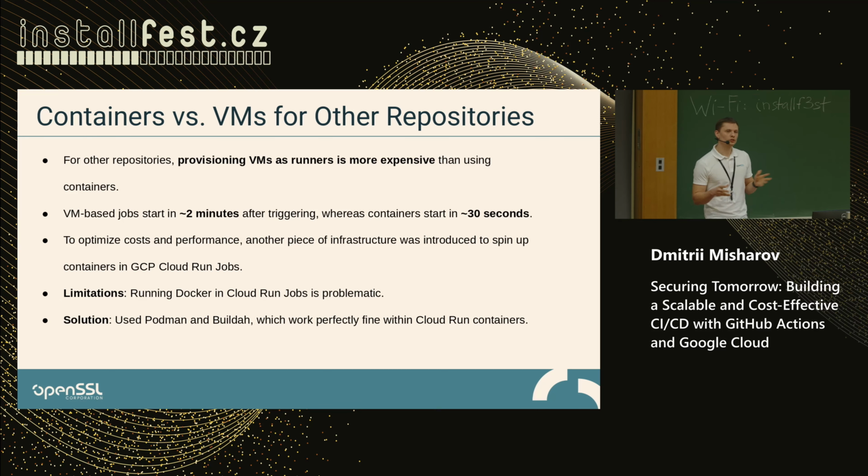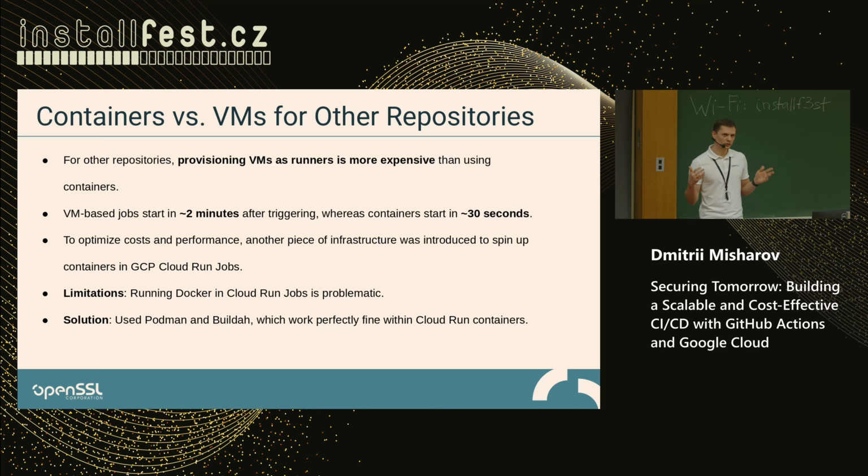But for other repositories which are not related to OpenSSL, but are also hosted in our GitHub Enterprise instance, provisioning VMs is more expensive than running jobs in a container environment. VM-based jobs start in approximately 2 minutes, because all this VM initialization requires so much time, and only after that our GitHub runner will start. Whereas containers start really fast. Within 30 seconds after a job triggers, it will be running.